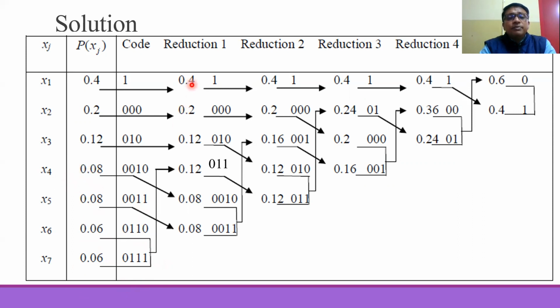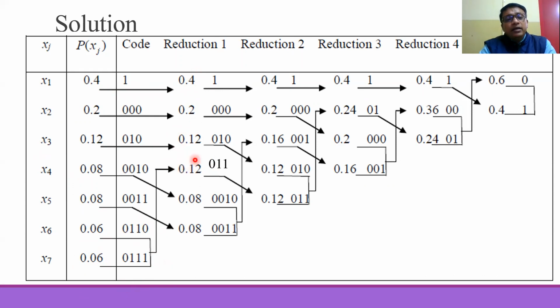So that is the first step of reduction. What we have done is taken this 0.12 and placed it below x3, because x3 is also 0.12. As we have said, we could have ordered it above x3 also, but we have taken it in the below order.